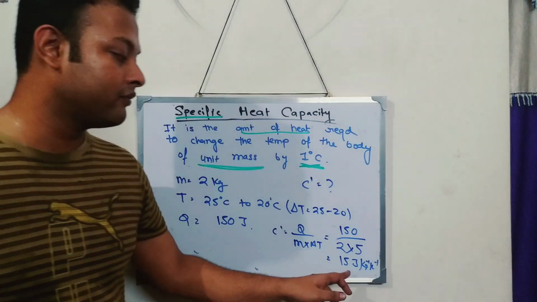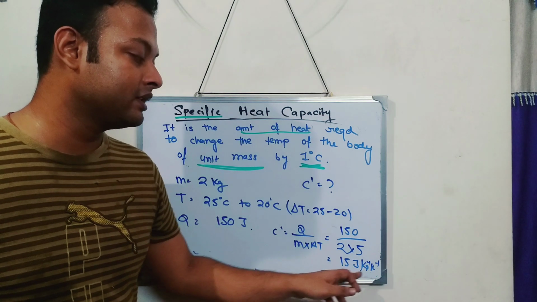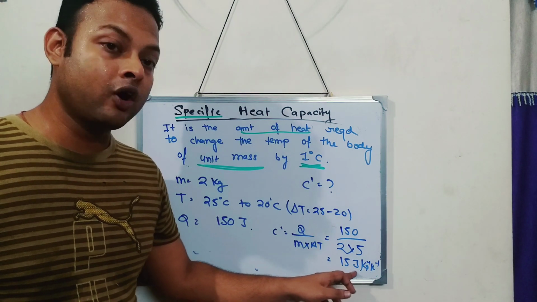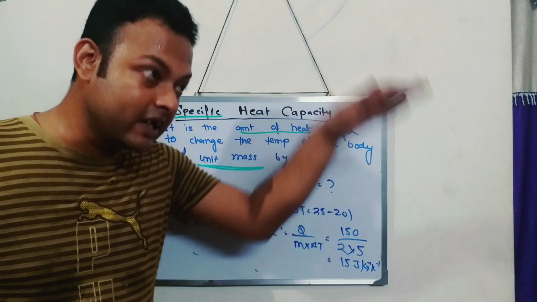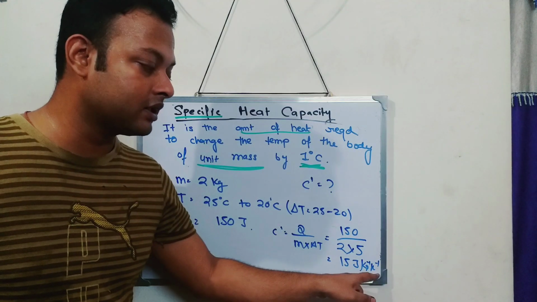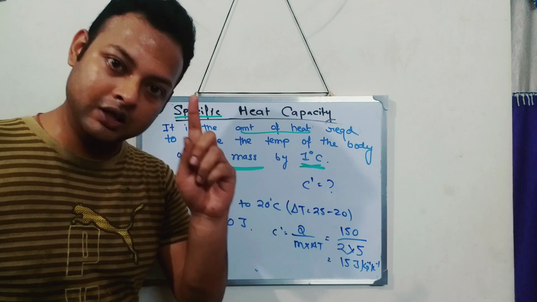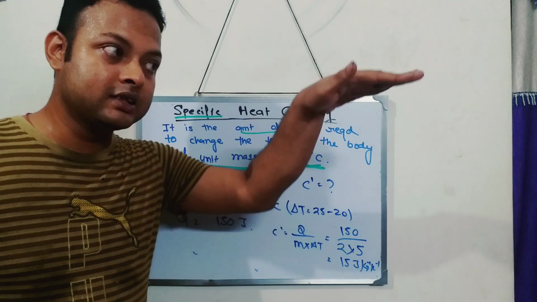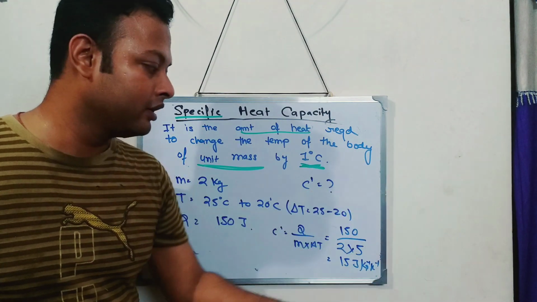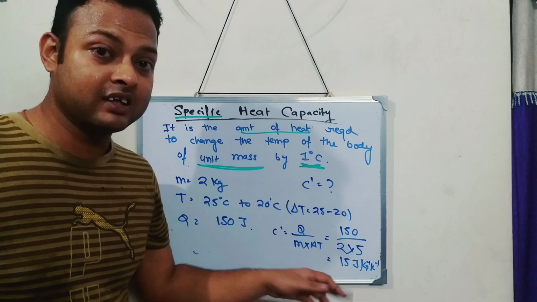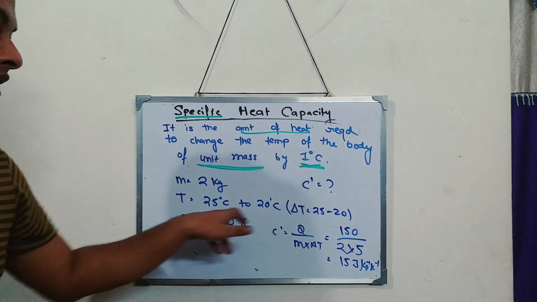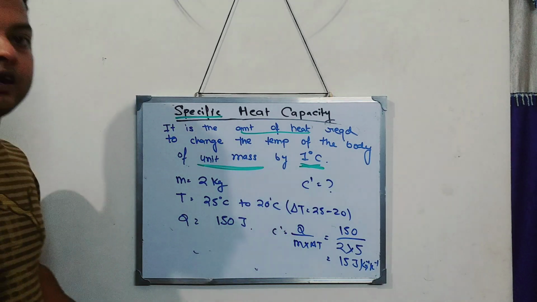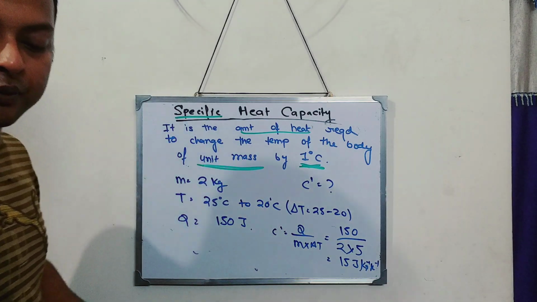Because over here it is 15 joule per kg per Kelvin. This indicates what? For a body of mass 1 kg to decrease the temperature by 1 Kelvin, the body will release 15 joule, not absorb. Over here it is released because the temperature is decreasing. I hope you understood.